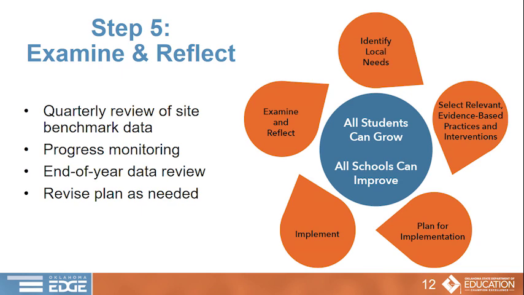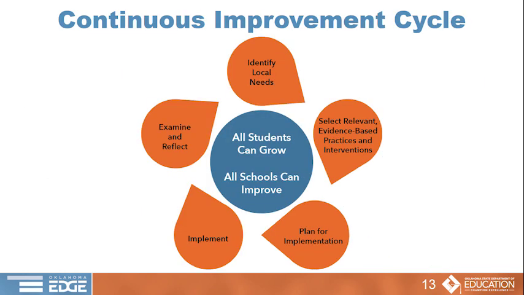As stated before, the continuous improvement cycle is rooted in the belief that all students can grow and all schools can improve. All students deserve instruction focused on their growth, and all schools, including high-achieving schools, must be in a continuous process of improvement to keep up with changing needs and evidence-based practices.